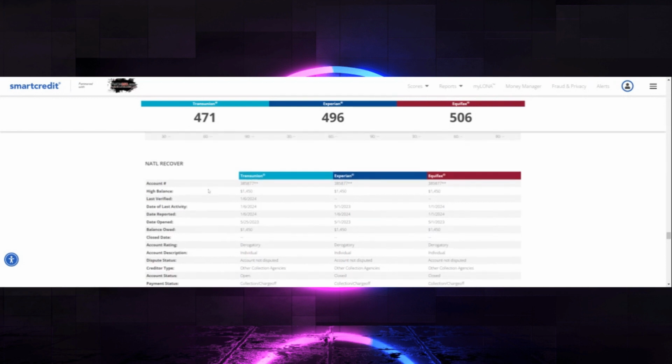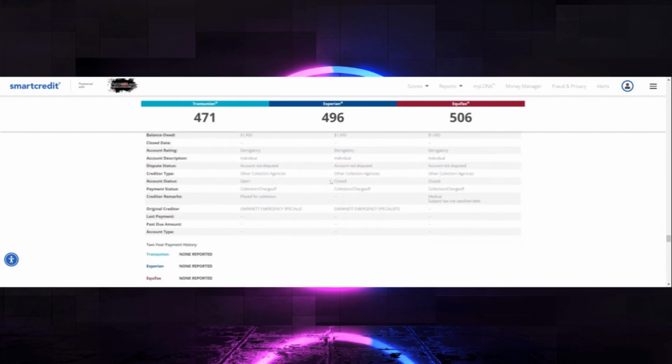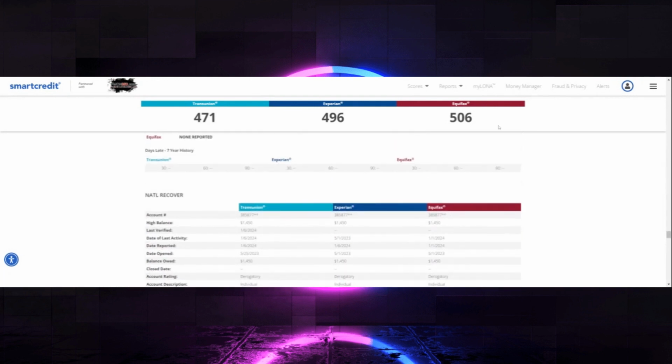This is another collection agency, National Recovery. You might be familiar with them. How come there's no close date? This debt is not open. So where's the date? Huge violation. This is still reporting as open. This isn't reporting the original creditor, and so on and so forth.